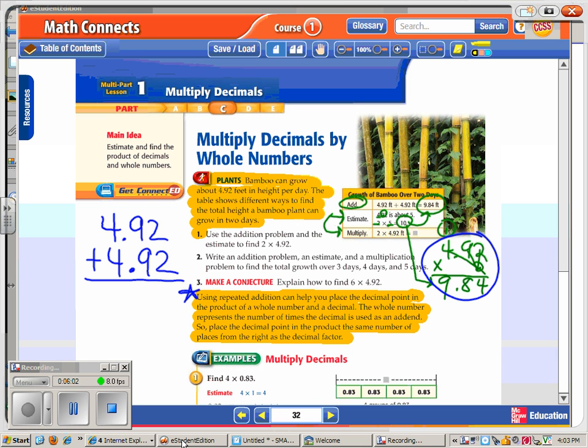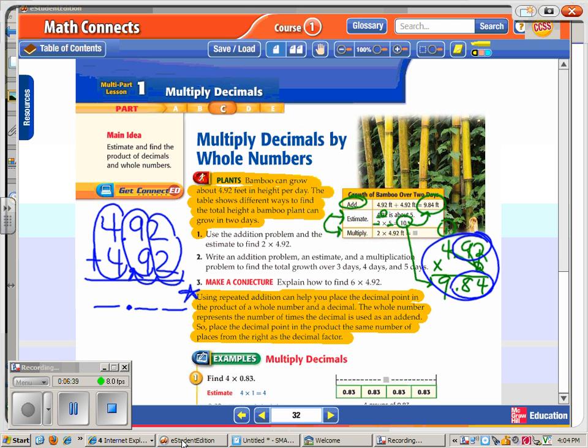But you are doubling the hundredths, you're doubling your tenths, and you're doubling your ones place. So that place value, your decimal, needs to be in your product the same amount of places that your decimal is in your factors. So when you have two decimal spots in your factor, you need to have two decimal place values in your product.